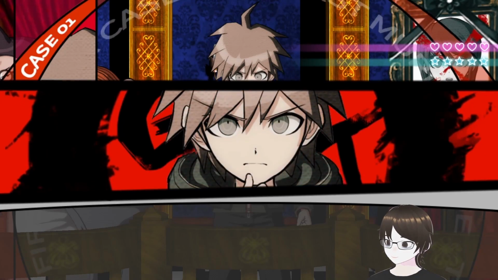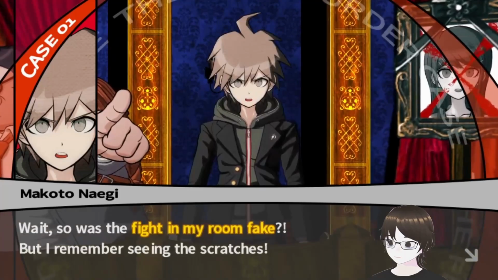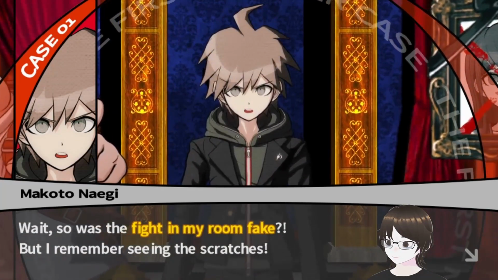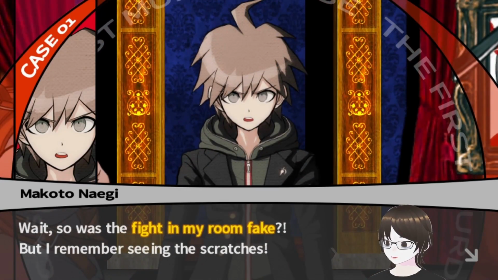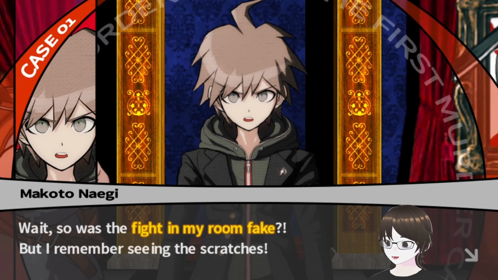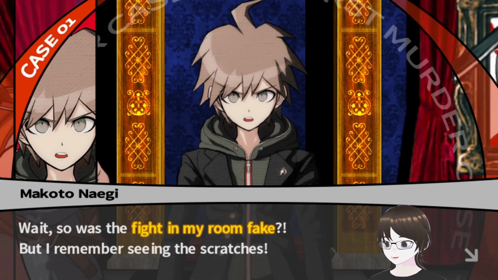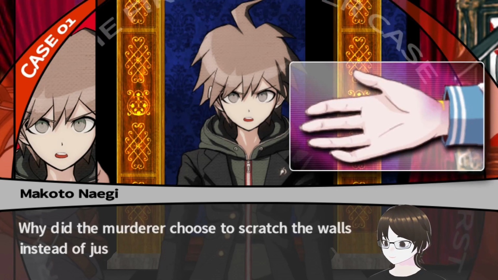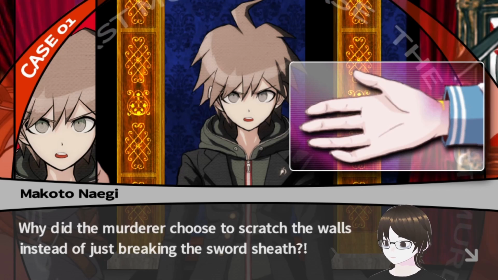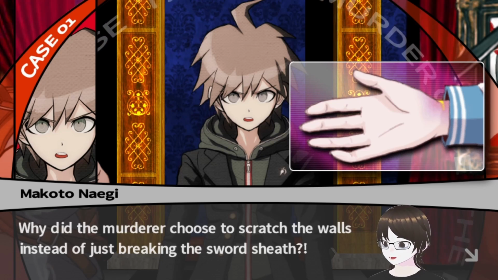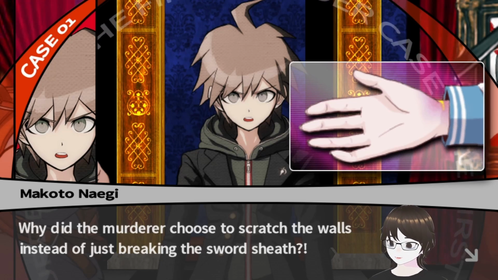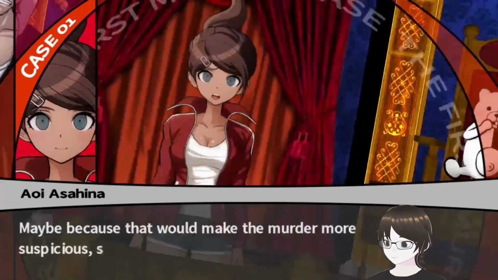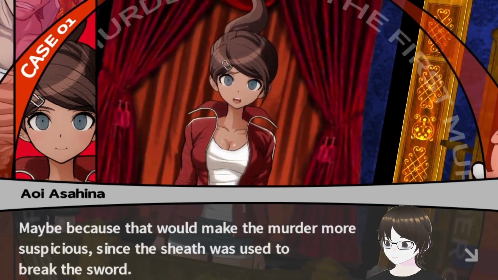I got it! Wait, so was the fight in my room fake? But I remember seeing the scratches. I mean, there was a ridiculous amount of scratches. I thought that might have just been like a stylistic choice, but even then, the way the room looked was pretty extreme. Why did the murderer choose to scratch the walls, instead of just breaking the sword sheath? I think the killer wasn't as rational as we thought. I think they had the idea of fabricating signs of the struggle, and they just kind of winged it once they got there.